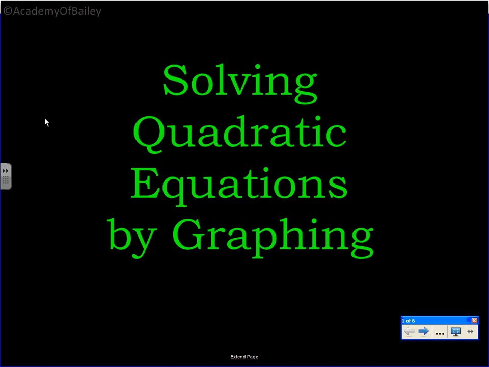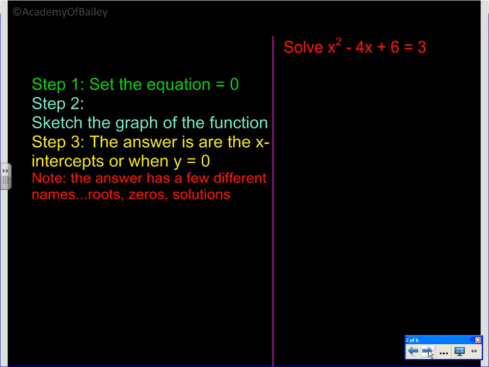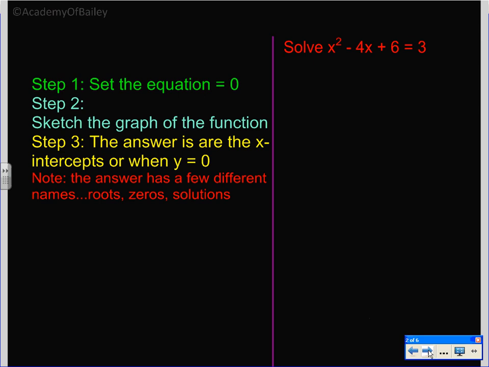Okay, we are going to get ready to solve quadratic equations by graphing. And in order to solve a quadratic equation by graphing, you need to know how to graph a quadratic equation. If we look at an example of a quadratic equation, there's a couple of steps that you're going to do to solve it by graphing.